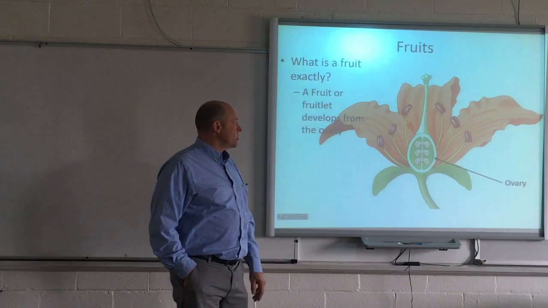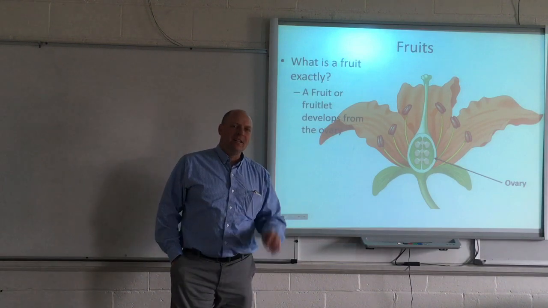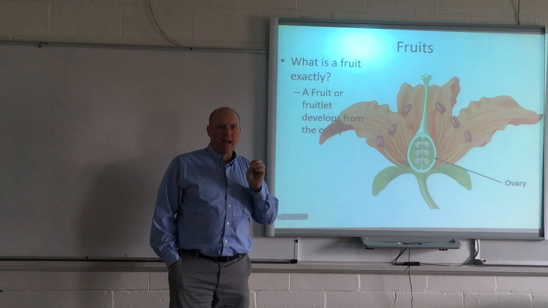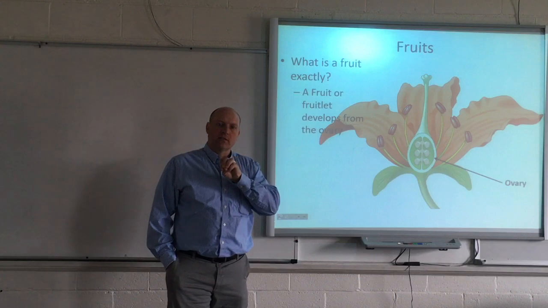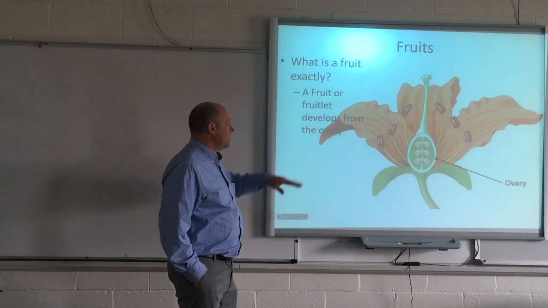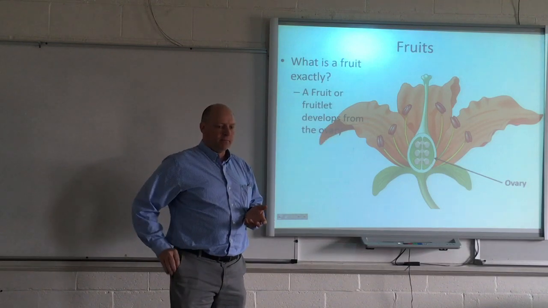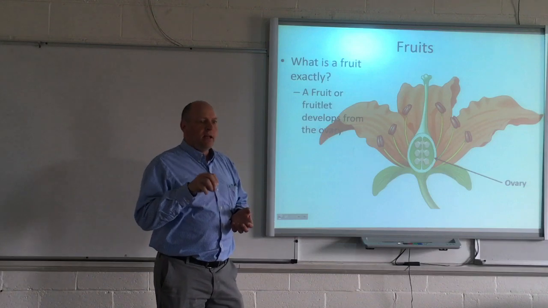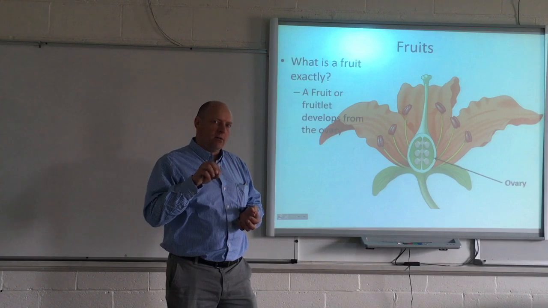Okay, fruits or fruitlets develop from ovaries. So what's a fruitlet? A fruitlet is a tiny fruit. So for example, a raspberry is made up of many different fruitlets. Okay? Each one of those fruitlets developed from an ovary. So think about that for a second. Each little section of a raspberry or a blackberry came from an individual little flower.